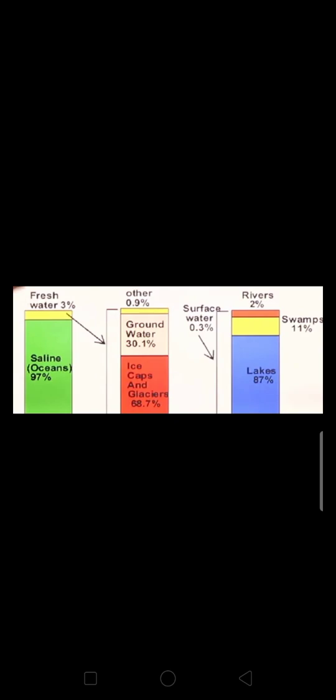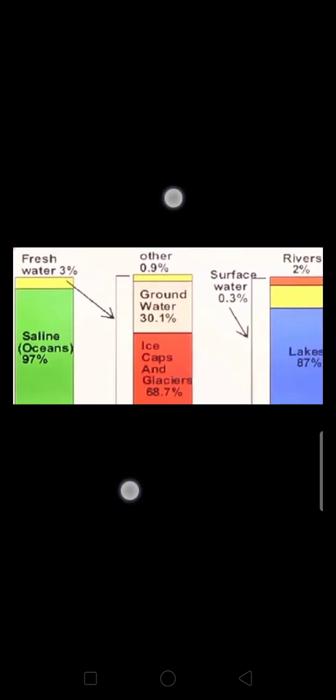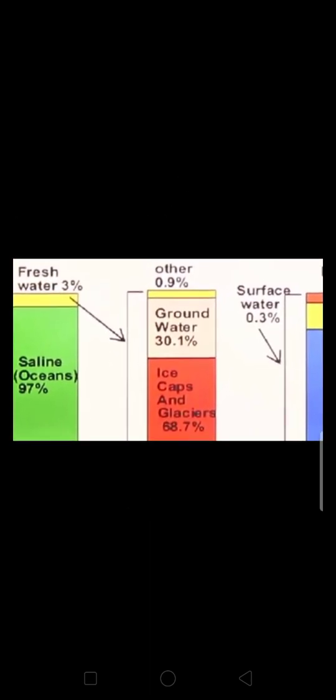Water is present in all three forms, solid, liquid and gas. About 97% of water is present on the earth in oceans and seas. You can see here that 97% of water is present in oceans and seas. This water is very salty. We can call it saline water. And we cannot use this water in our daily needs.